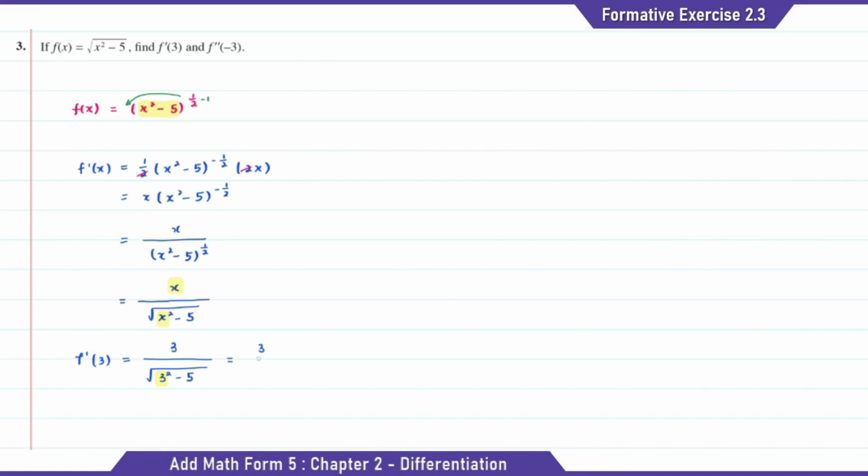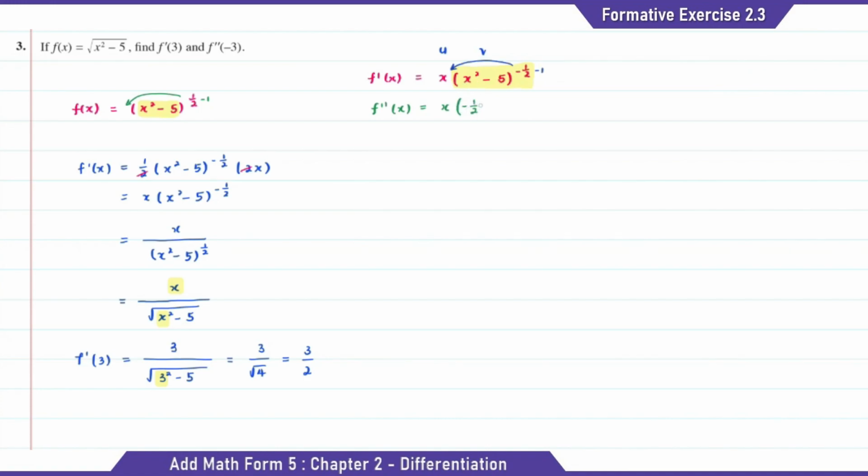This is equal to 3 over square root 4, which is the same as 3 over 2. Next, using this form in the first derivative, then we're going to find the second derivative. Here we're going to use the product rule. So this will be the u and v. First, copy the u, then differentiate the v.